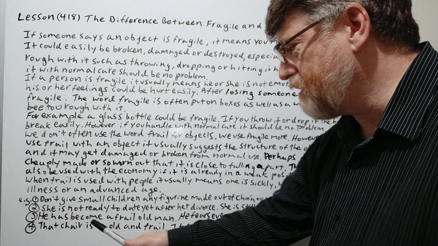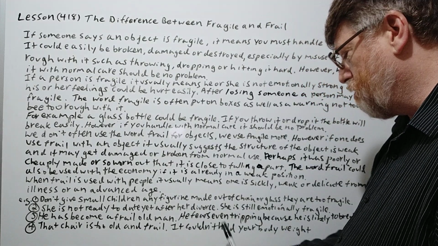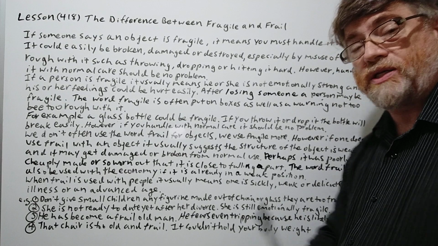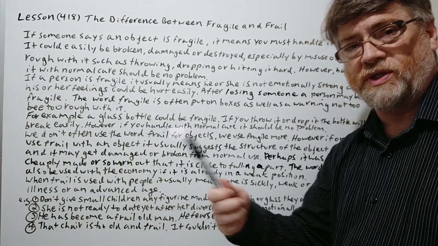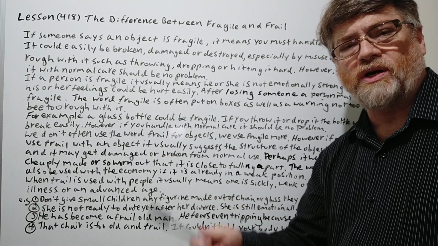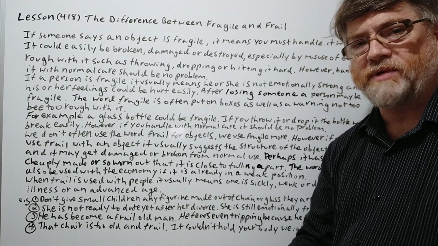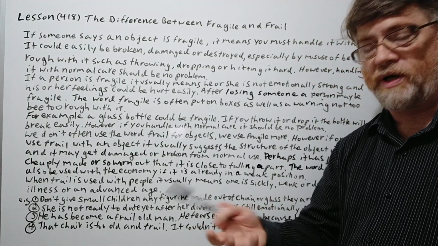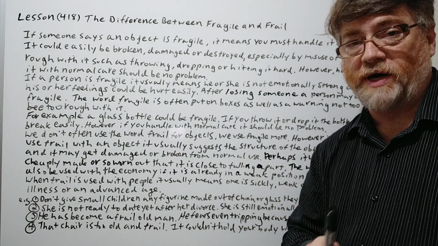All right, number 4. That chair is too old and frail. It couldn't hold your body weight, so don't sit in it. So this is like even just from normal use. If we say something is frail, the structure of it is already weak. So we don't use frail quite as much with objects. We use fragile more if it's just a normal object that if it was handled roughly could break.